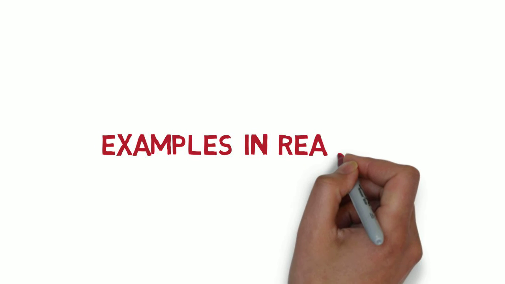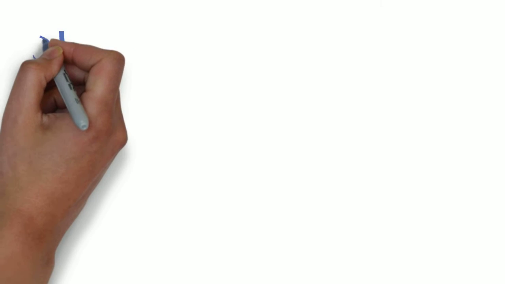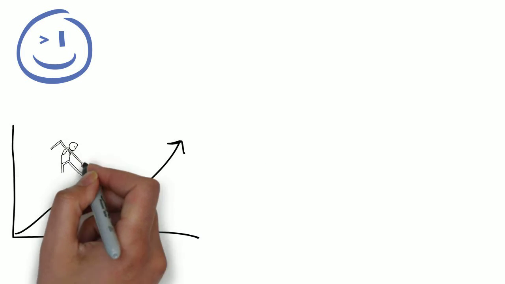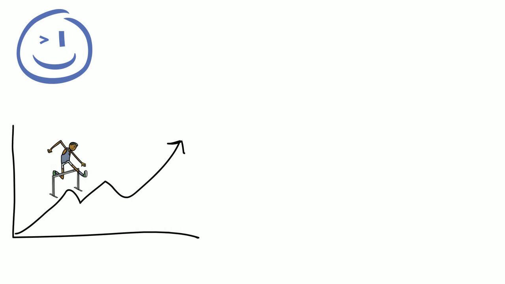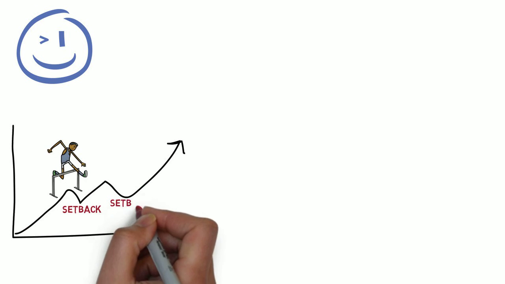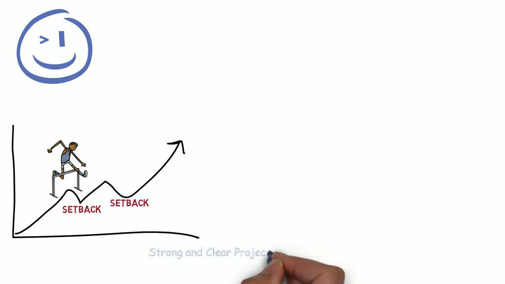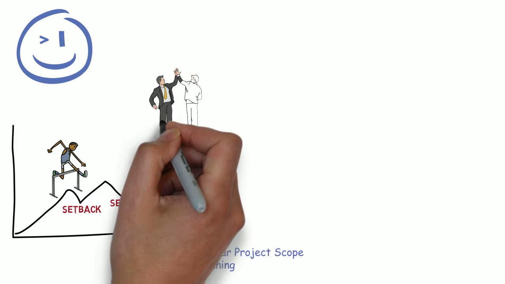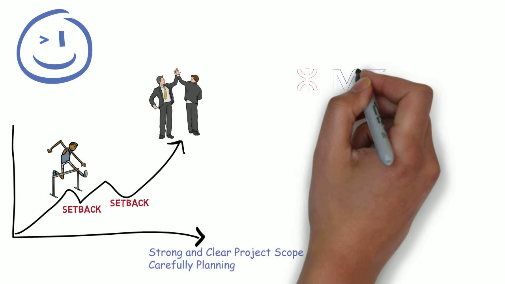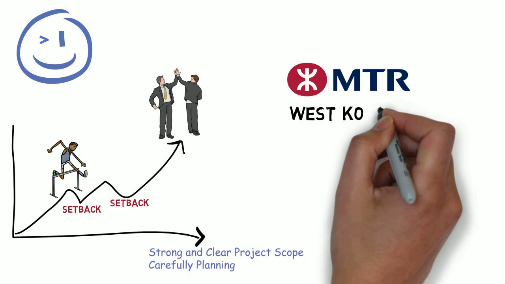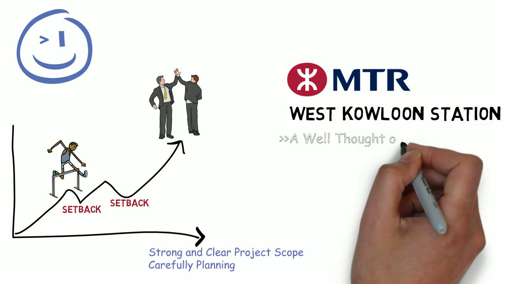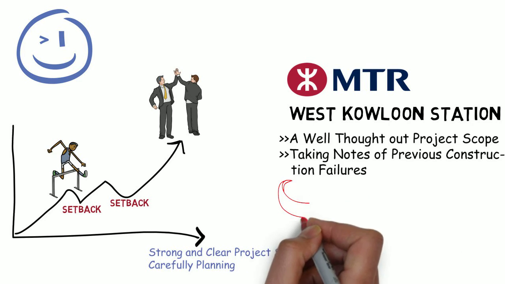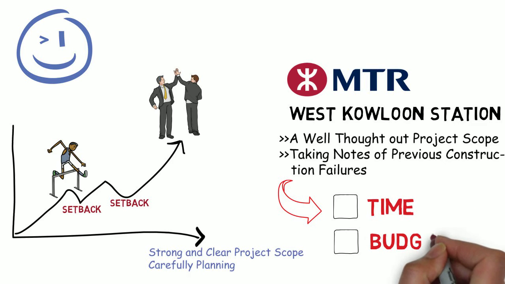Here is how Project Scope is implemented into today's world. Most projects are rarely completed on time and on budget without coming across any hurdles. It is common for most projects to have setback after setback. With a strong and clear project scope and careful planning, these can have little to no effect. An example of this is the West Kowloon MTR station. This massive project had examples of well thought out project scope, taking notes of previous construction failures. The project was finished within the time limit and on budget.